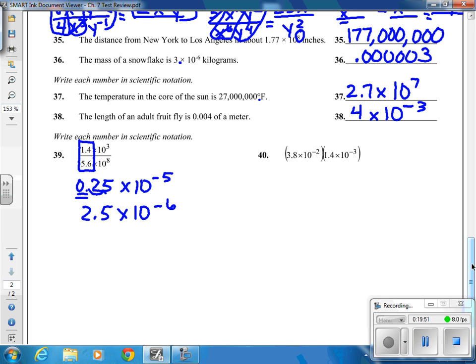For number 40, this is a multiplication problem. So multiply 3.8 times 1.4. And if you do that, you get 5.32. And then remember, in the multiplication properties, we add our exponents. So -2 plus -3 is going to give me -5. And if I look at my first number, 5.32 is okay. So this problem is done. There's absolutely no more to do to this.